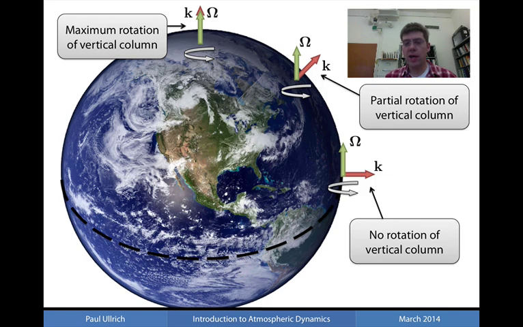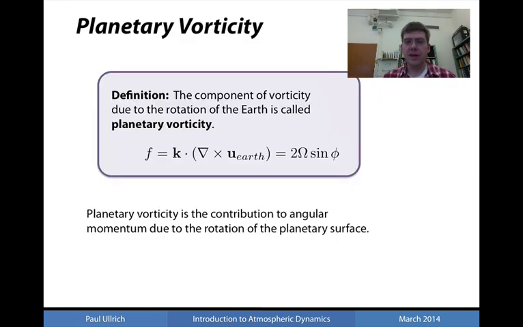As we go to the equator, the vertical velocity vector is actually perpendicular to the axis of rotation, and consequently there is zero contribution to the vertical component of the vorticity vector from planetary vorticity in this case. In between the two, we see basically partial rotation, that is, some contribution from rotation of the Earth to the vertical vorticity vector.